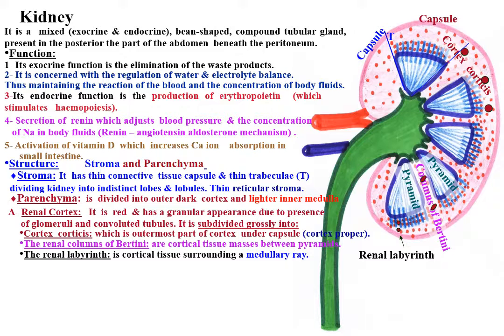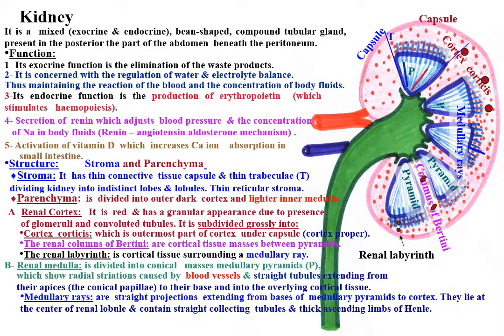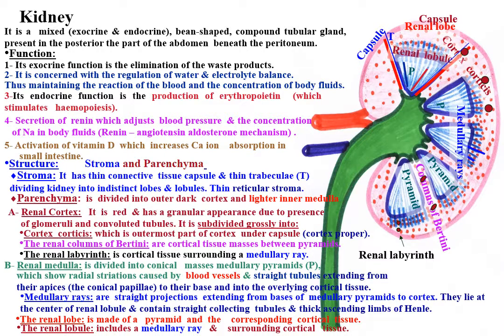Renal medulla, on the other hand, is divided into conical masses called the pyramids, which show radial striations caused by blood vessels and straight tubules. Renal medullary rays are straight projections extending from the bases of the medullary pyramids to the cortex. They lie at the center of renal lobule and contain straight collecting tubules and thick ascending limbs of Henle. Renal lobe is made of a pyramid and the corresponding cortical tissue, while renal lobule includes a medullary ray and the surrounding cortical tissue.